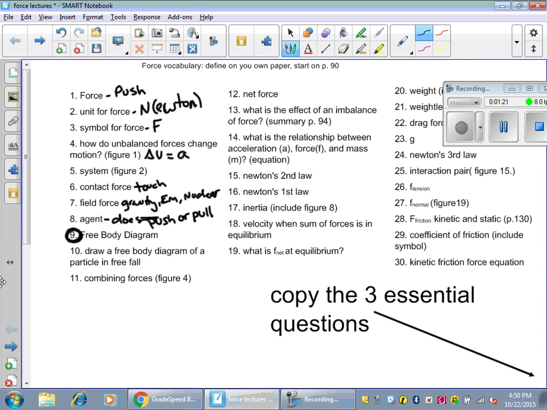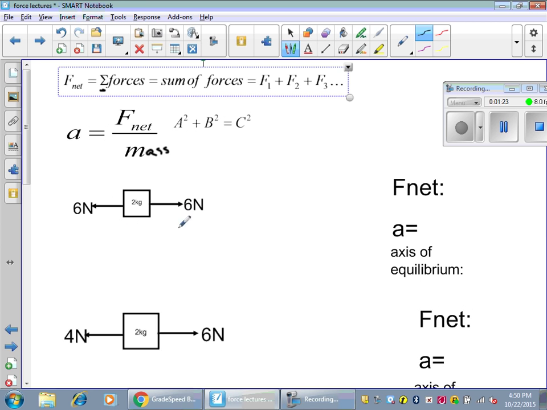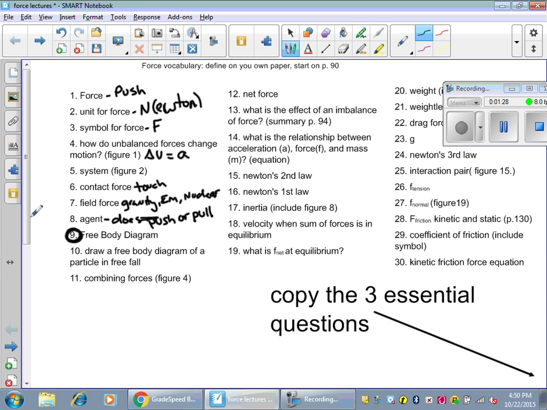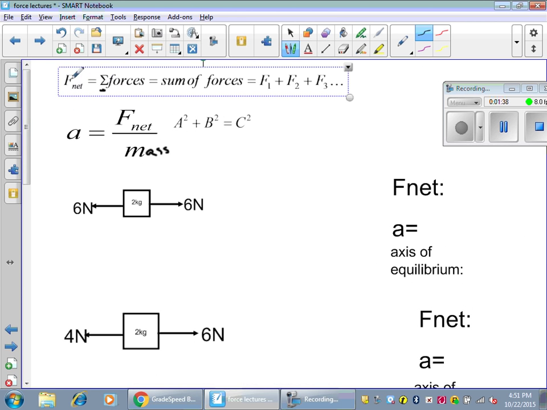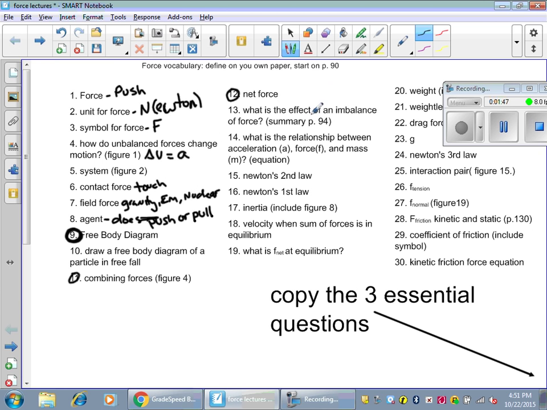Okay, a free body diagram are these guys. It's where you make like a box and you show the forces. Okay, that's what that is. We're going to draw free body diagrams and we're going to combine the forces. This is also called net force, and this is the equation for net force right here. Net force is you add up the forces, the sum of the forces, summation of the forces. Okay, so that's what that is. What's the effect of an imbalance of force? A change in velocity. Okay, or you create acceleration.